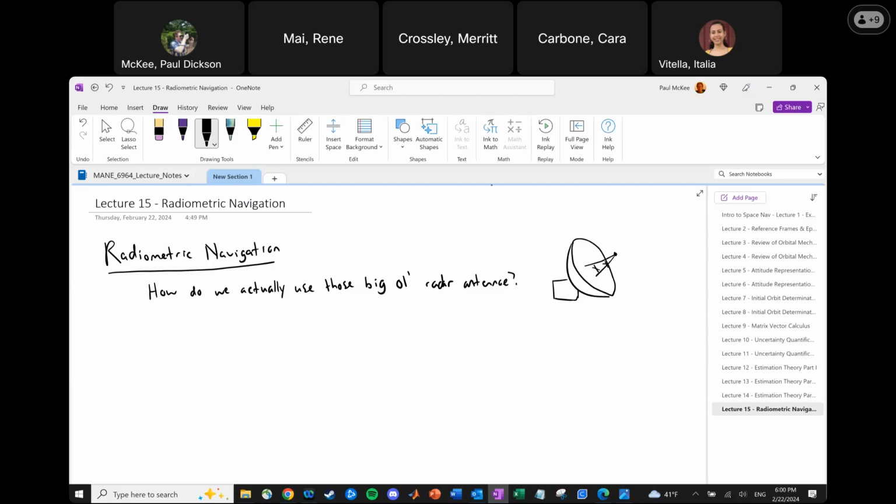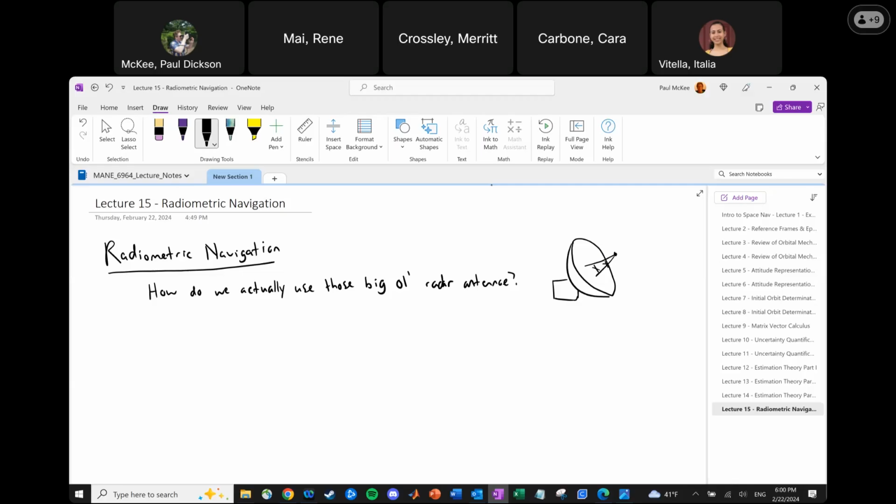All right, so we have these all over the Earth. We have Earth-based navigation or Earth-based observation stations that we can use to navigate spacecraft. And we also have a whole constellation of GPS satellites that we can use to navigate things on the ground. We're going to be talking about both of those in this unit, which is called radiometric navigation.